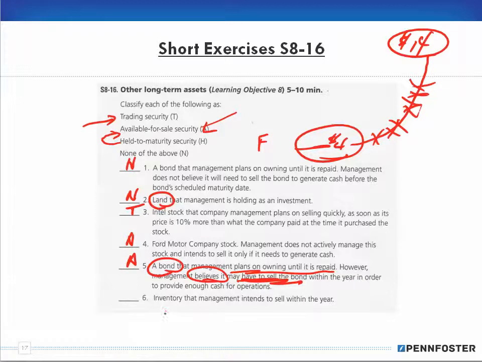Okay. Inventory that management tends to sell within the year. Inventory has nothing to do with securities. Okay, so that's not applicable. All right, so that's it for that particular problem.